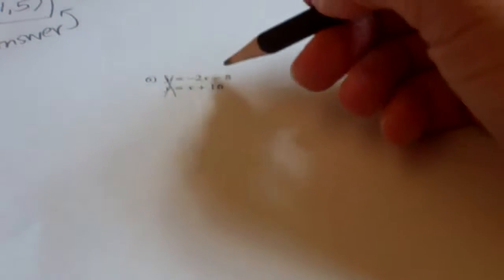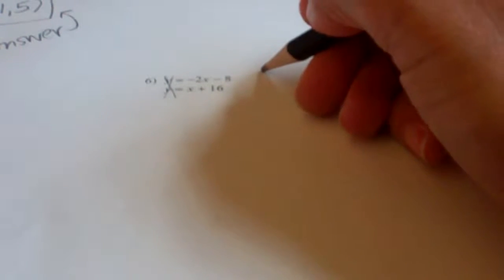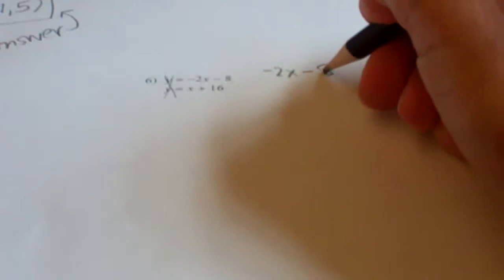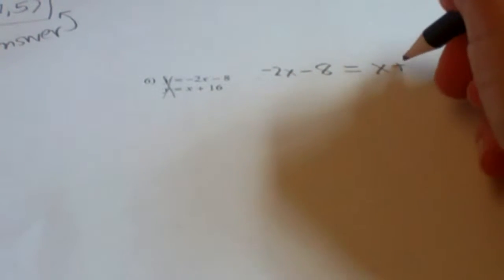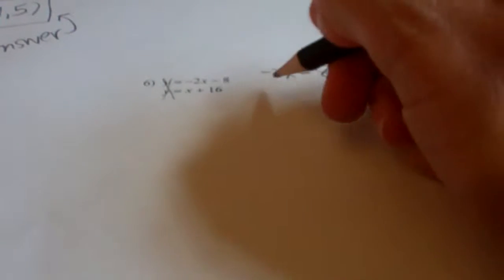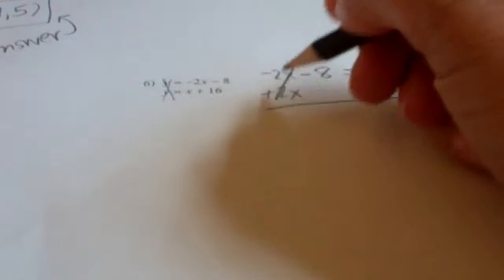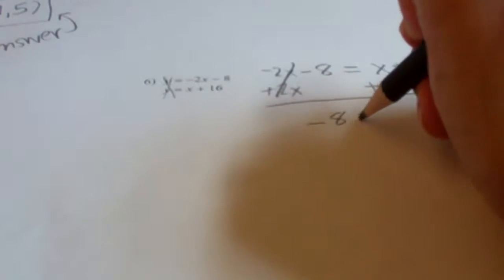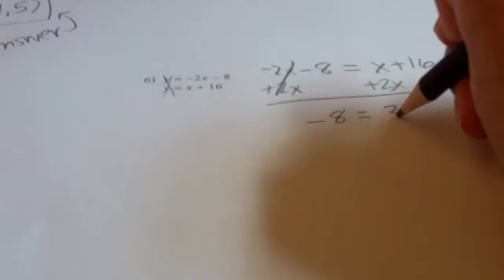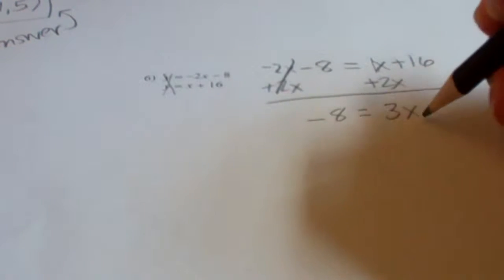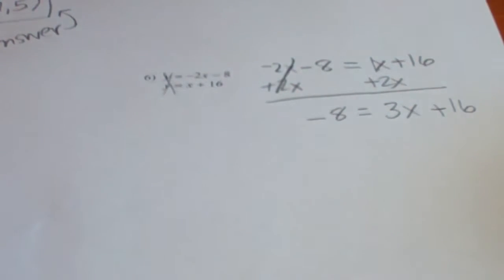This bottom one says y equals negative 2x minus 8 and y equals x plus 16. Again, cross out the y's. Let's set these equations equal to each other. Negative 2x minus 8 equals x plus 16. Let's see, I'm going to add the 2x to both sides. I'm going to do that because it's negative. I'm going to add it. Bring down my minus 8. This x, 1x plus 2x is 3x, and bring down my plus 16.